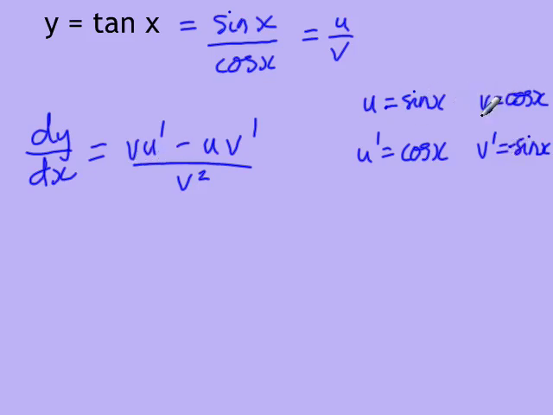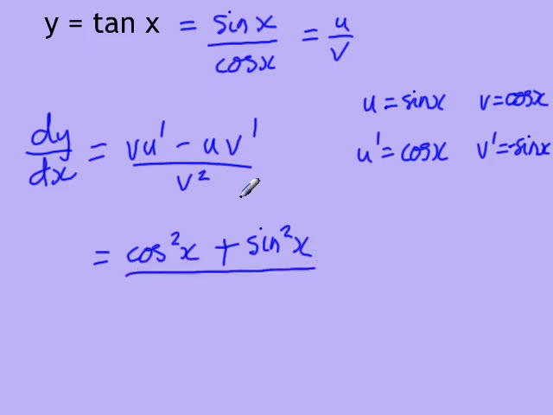v times u dashed is just cos x times cos x, so that's cos squared x. And then I've got a minus, and then uv dashed, so that's sine x times minus sine x. So actually I've got minus sine squared x, but it's minus that, so that simplifies down into a plus. And then on the bottom of the fraction, v squared, and v was cos x, so I get cos squared x.